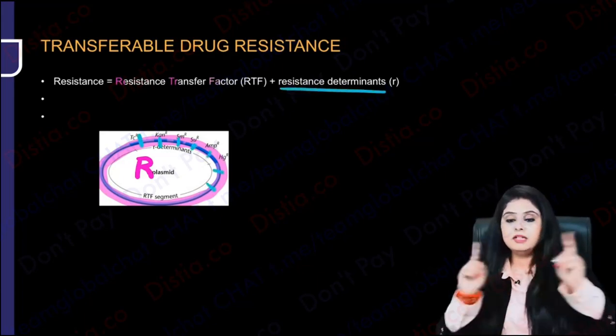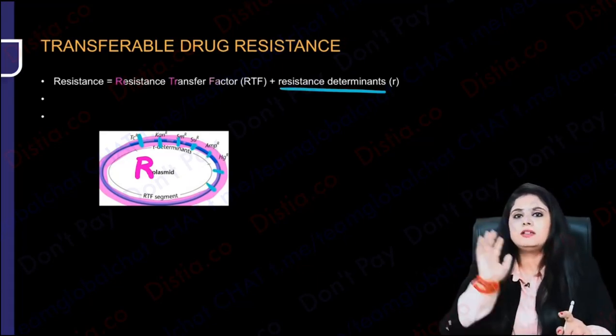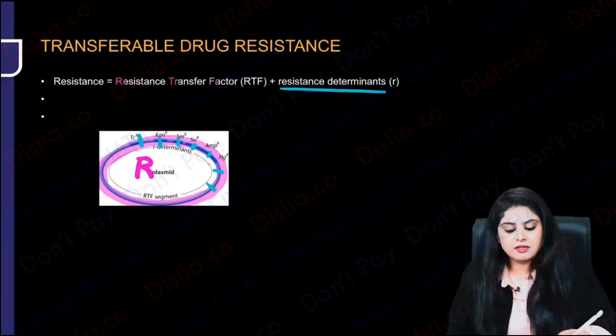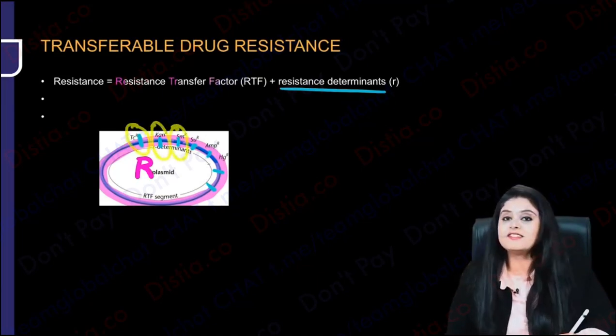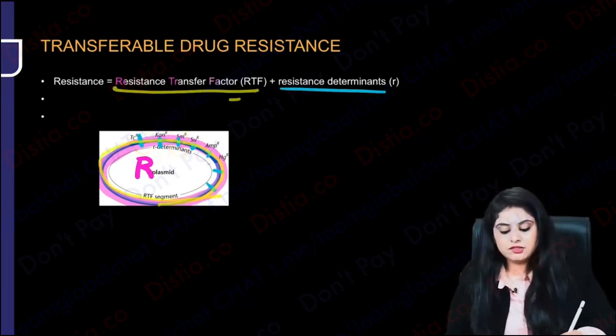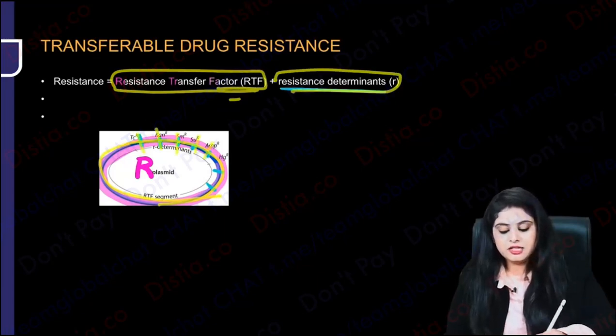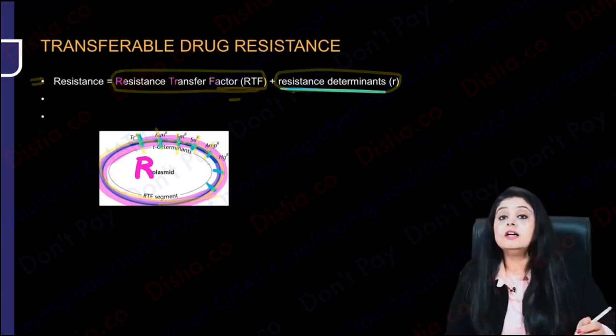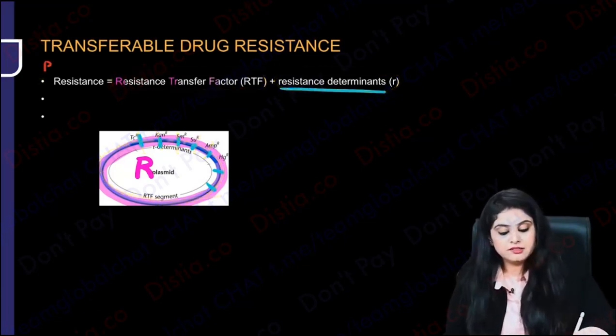This means one big ring can carry resistance for many antibiotics at the same time. This is resistance for penicillin, this is resistance for methicillin, this is resistance for vancomycin. So imagine there's a very big segment called resistance transfer factor. On that, small R determinants are sitting together. This makes it an R plasmid. Together this is known as our plasmid.